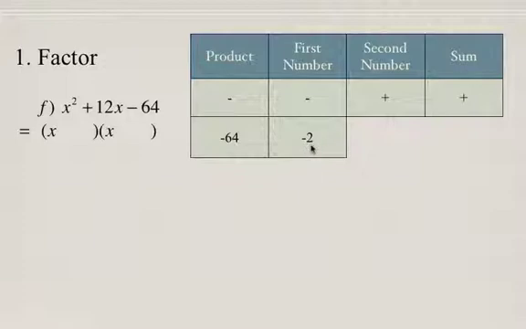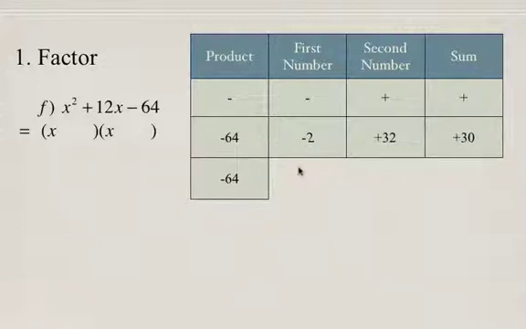Now negative 2 times positive 32 is negative 64, and negative 2 plus 32 is positive 30. So the signs match. Our sum has to be positive and our product has to be negative. So the smaller number has to be our negative and the larger number has to be positive for the sum and the product to work out. So we'll move on.